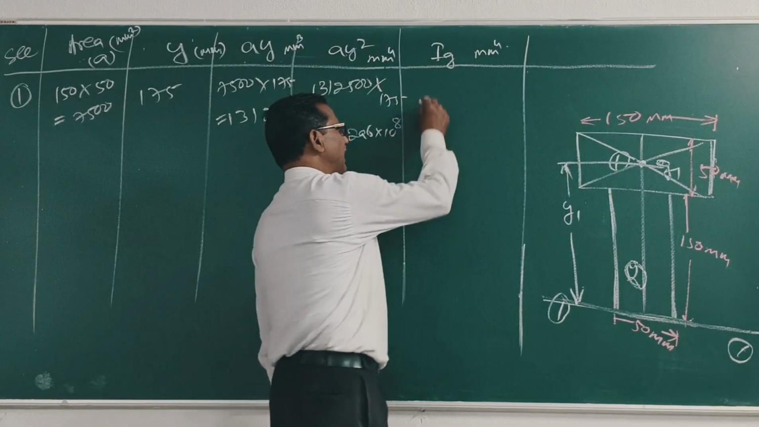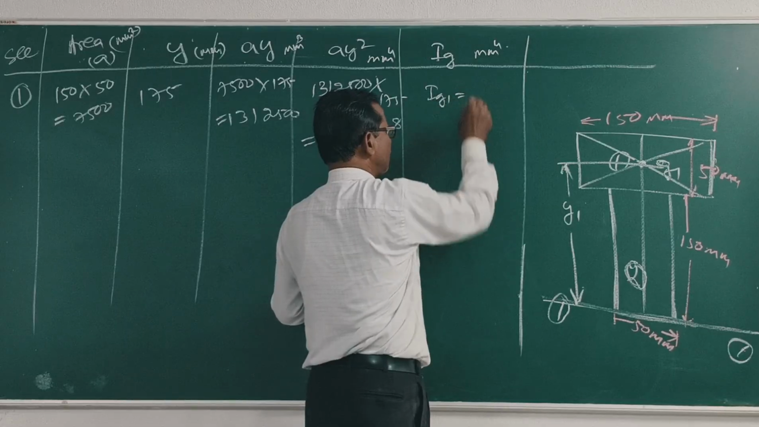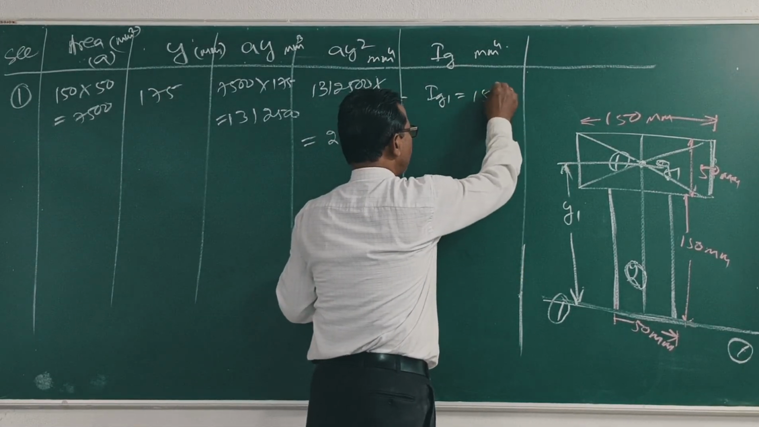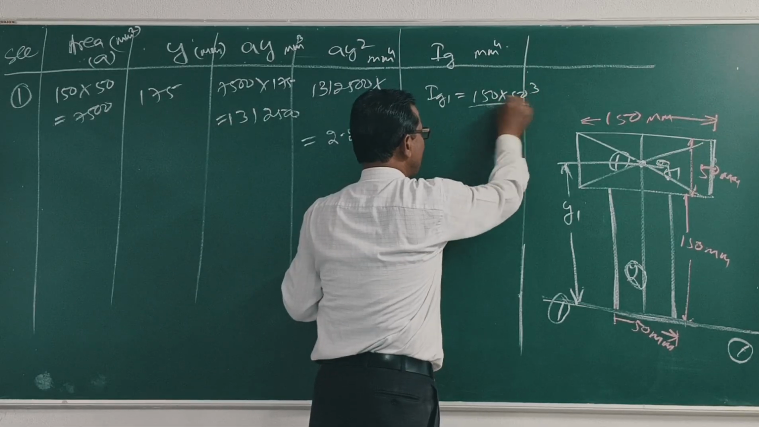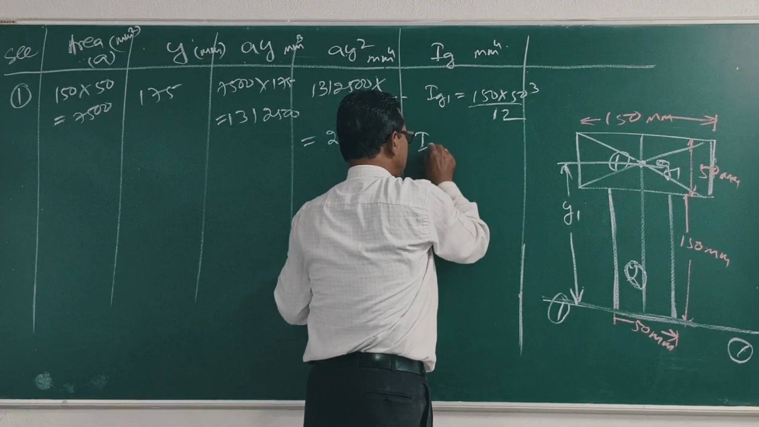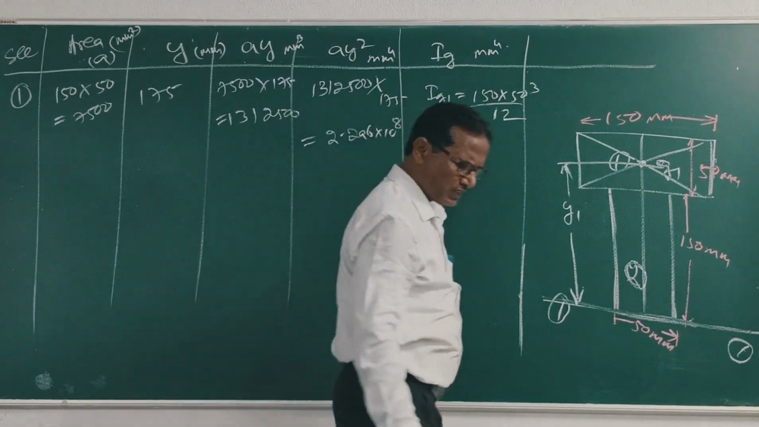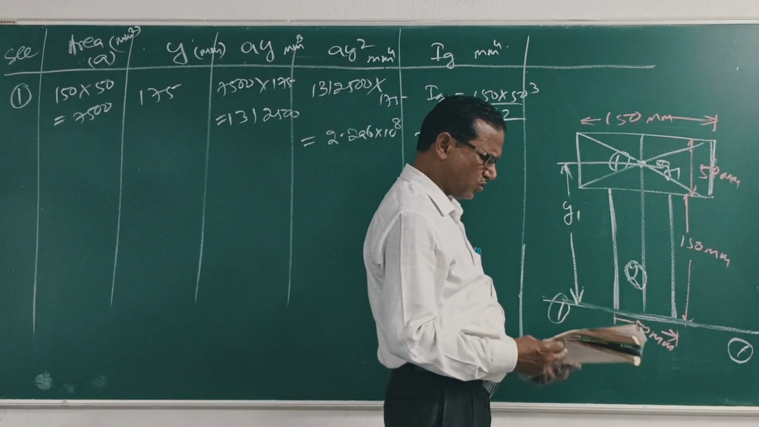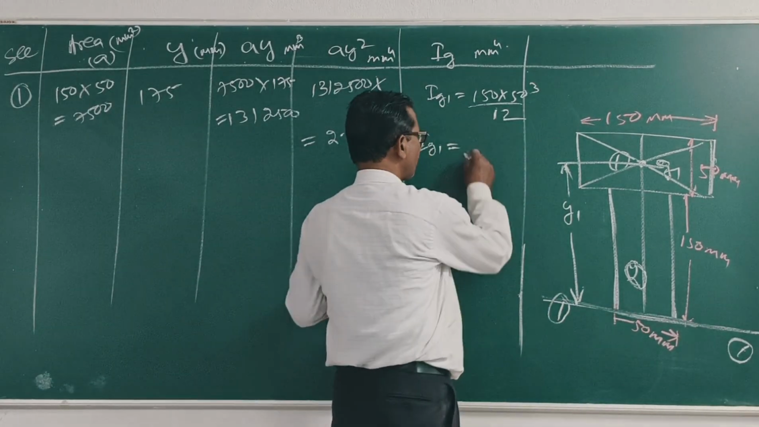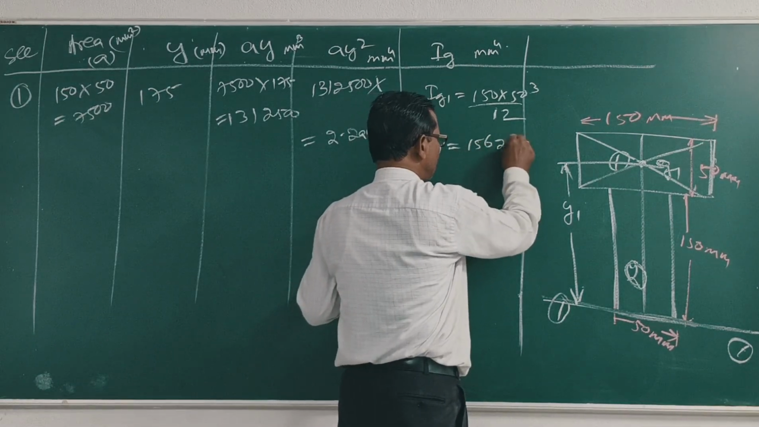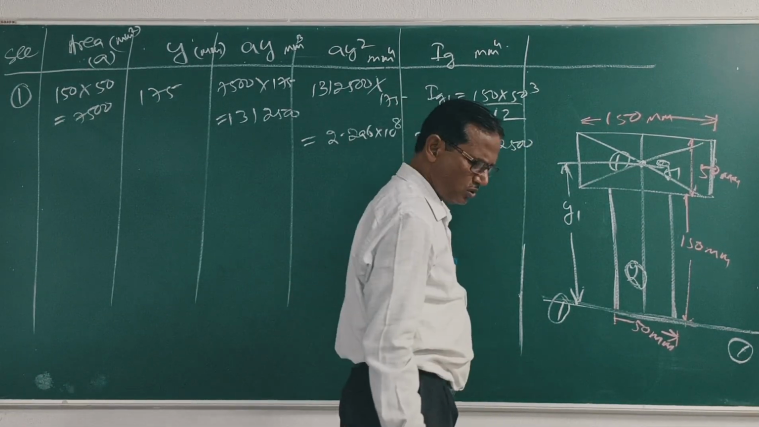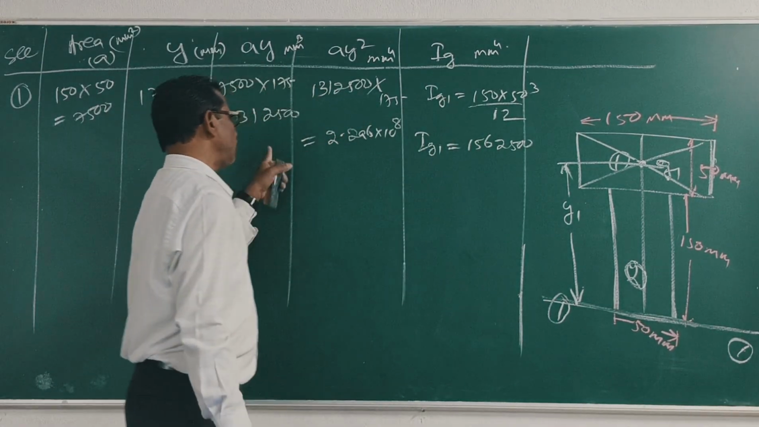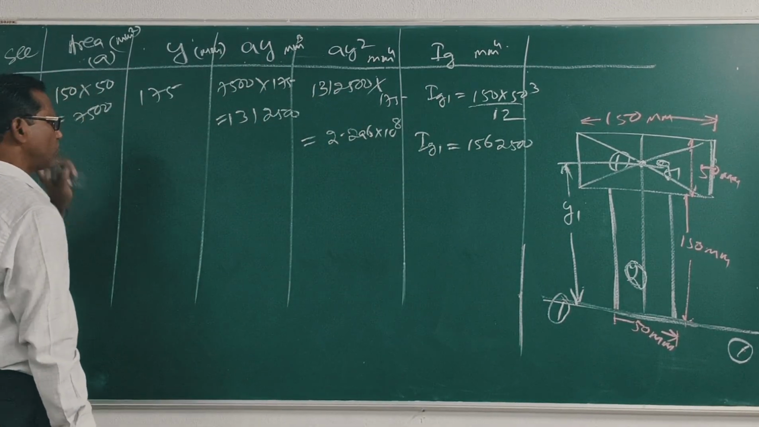Next, IG1. What is IG1 equal to? It is b d cube by 12, that is 150 into 50 cube by 12. Clear? This answer is equal to 1562500 mm^4.